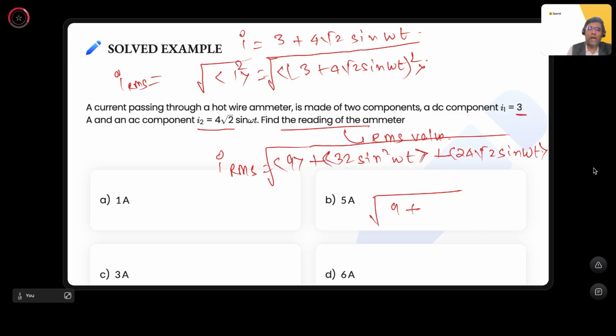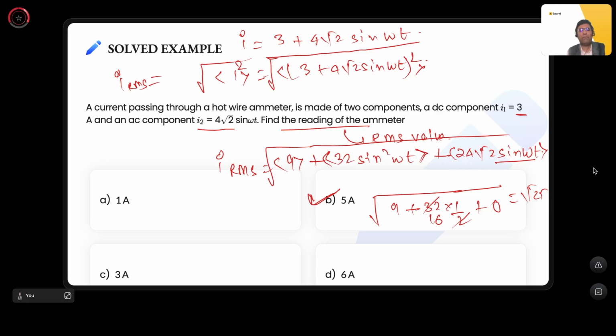Okay, the average of sine square is 1 by 2. So it will be 32 into 1 by 2, plus the average of sine is 0. So the average of sine square is 1 by 2, the average of cos square is 1 by 2, and sine and cos alone, their average is 0. So this will come out to be under root of 25. So it will be 5 ampere.